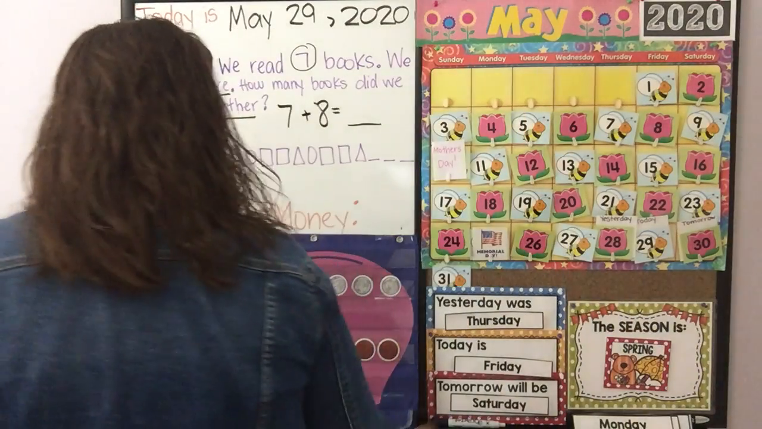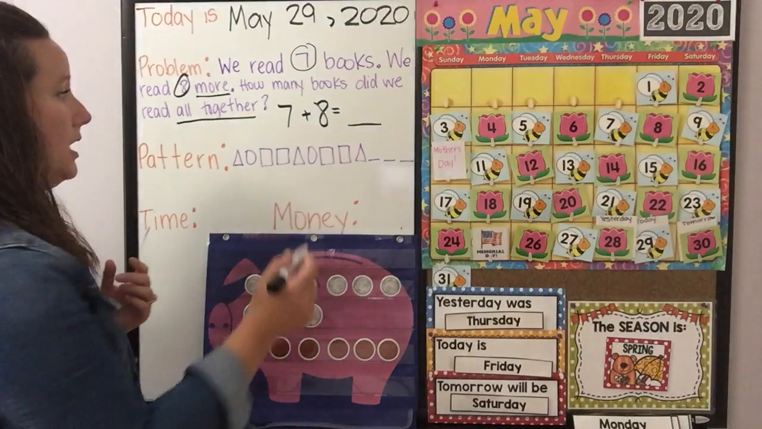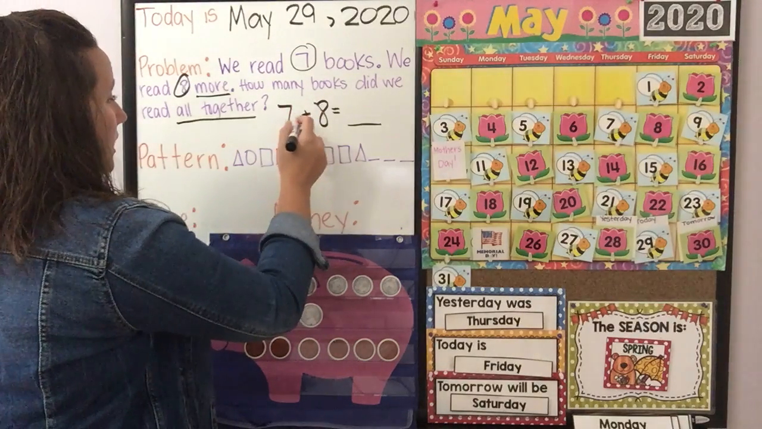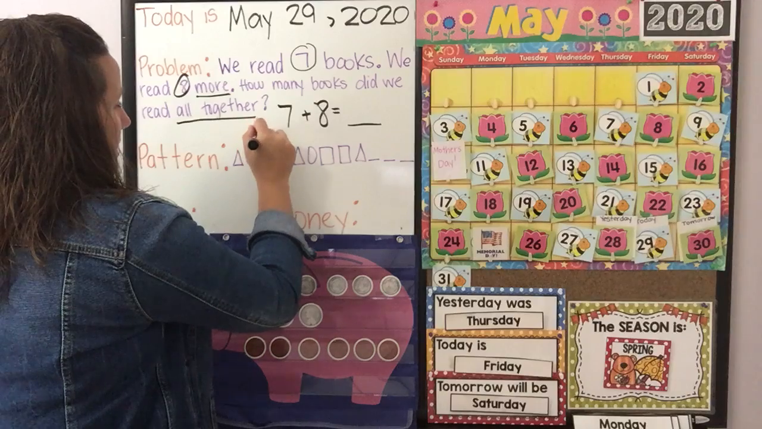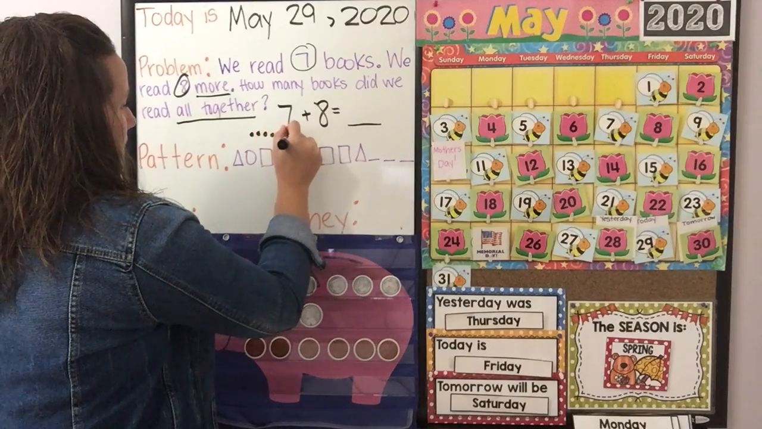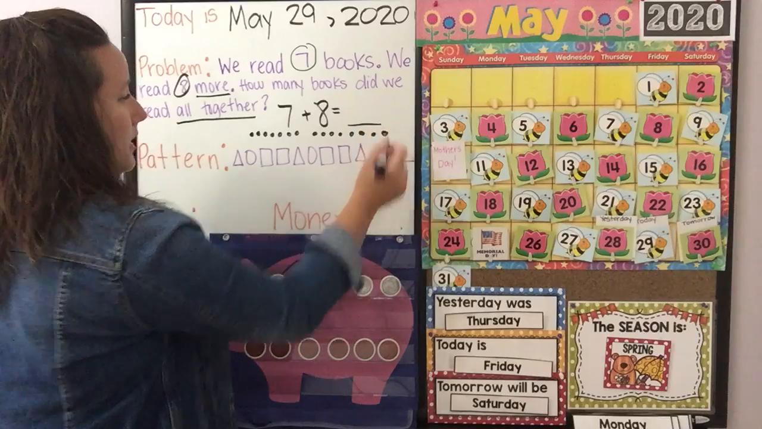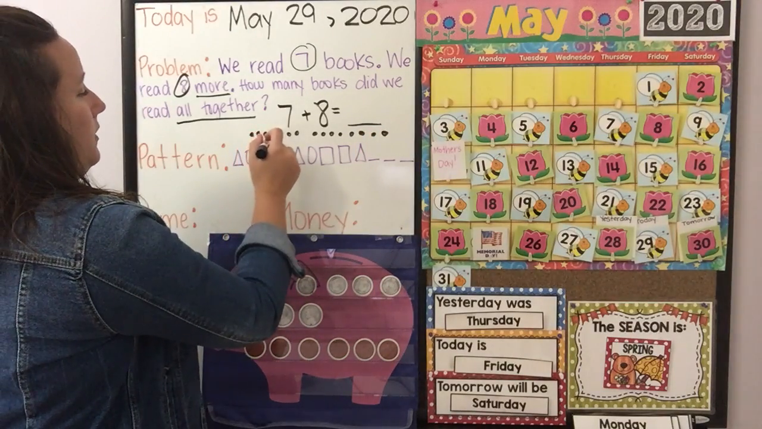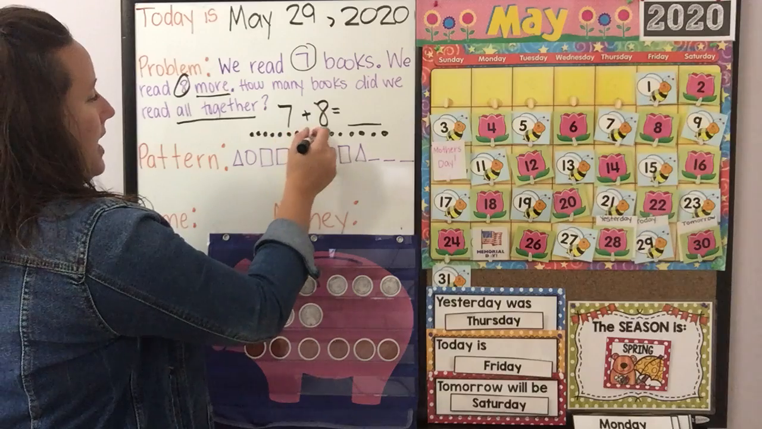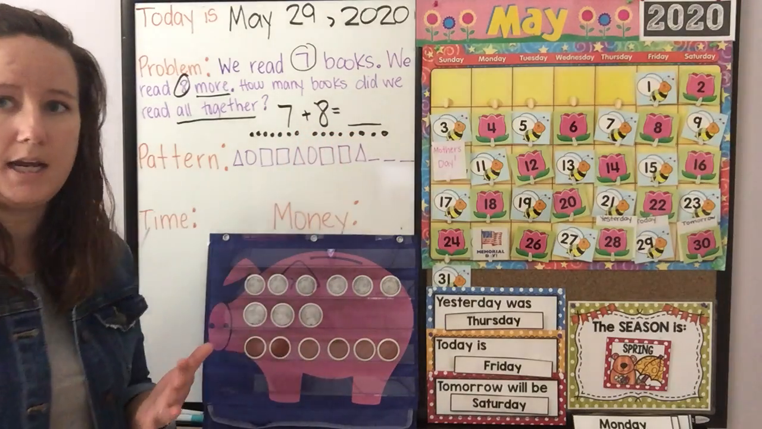Okay, if you don't feel comfortable using your fingers and putting a number in your head, you can always draw dots. So you could draw dots for 7, and then dots for 8, and then count them up all together. 1, 2, 3, 4, 5, 6, 7, 8, 9, 10, 11, 12, 13, 14, 15. So I get 15 again.